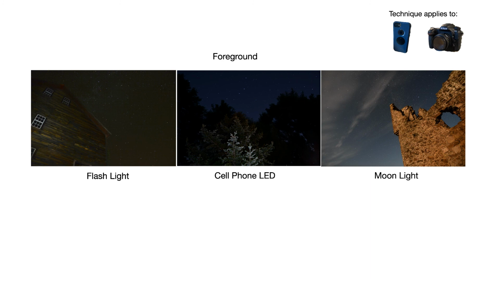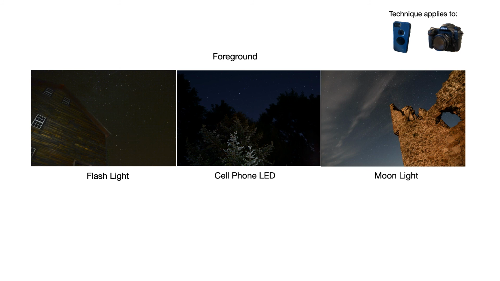But if you expose your camera and make your settings so that things close to you are really bright, then you're not going to be able to see the stars. Or if you expose for the stars, then the things in the foreground are going to be way too bright. So how do you control that?